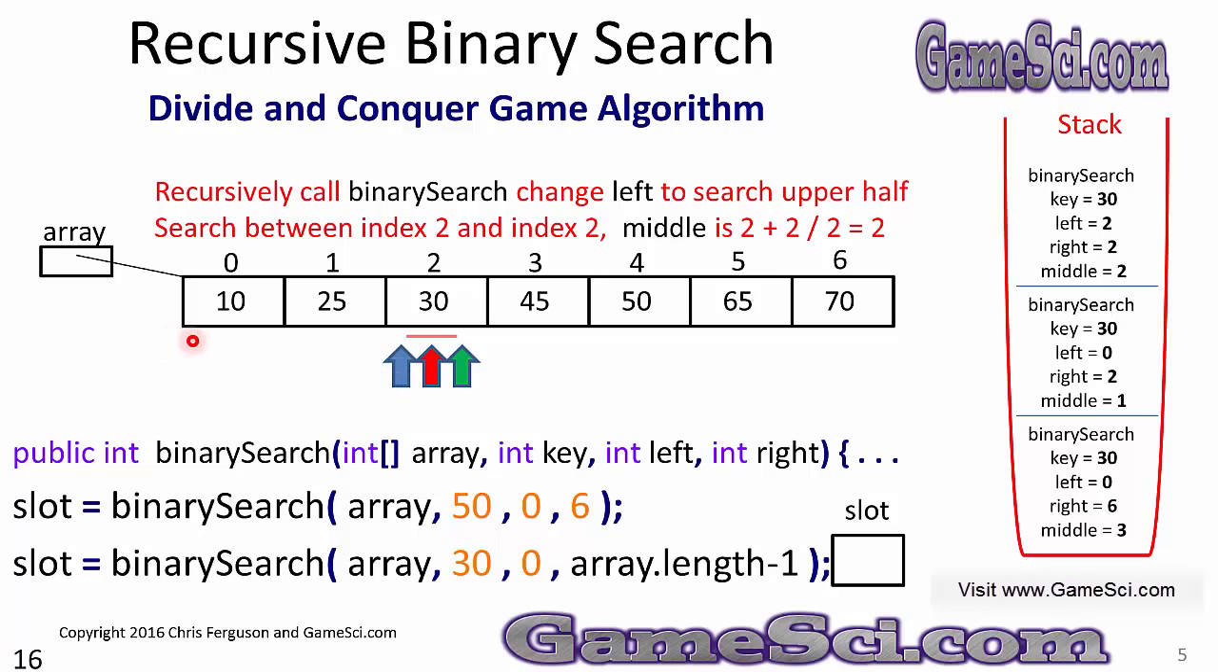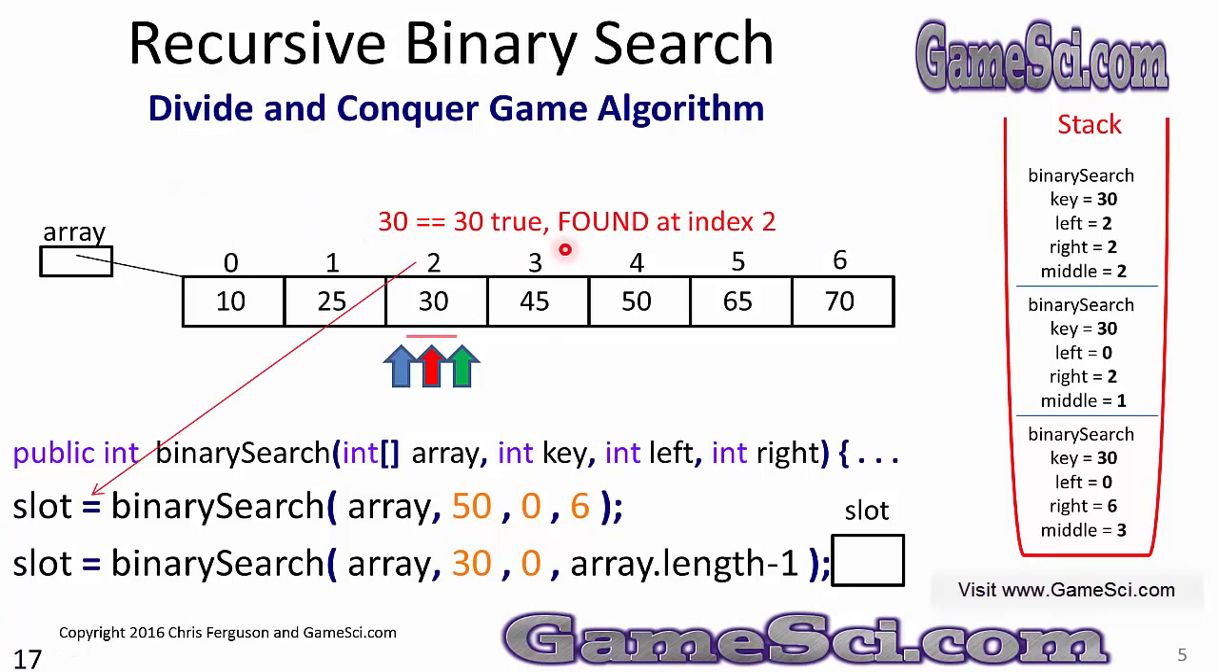So that blue arrow that was at 0 moved up here to 2. You can see on the stack, key is still 30. That's our target, what we're looking for. Left is 2, right is 2. We keep adjusting these parameters depending on which direction we want to go. And now the middle calculates to 2. 2 plus 2 divided by 2 is a 2. This is a terminating condition. It turns out we've found our 30.